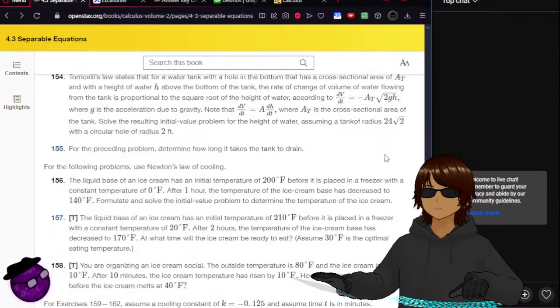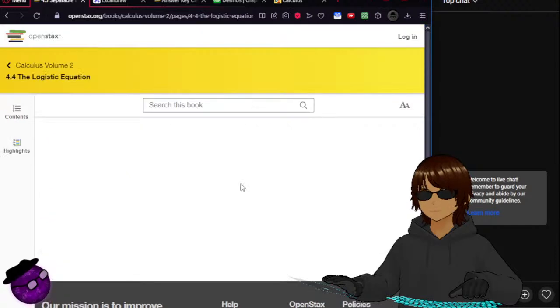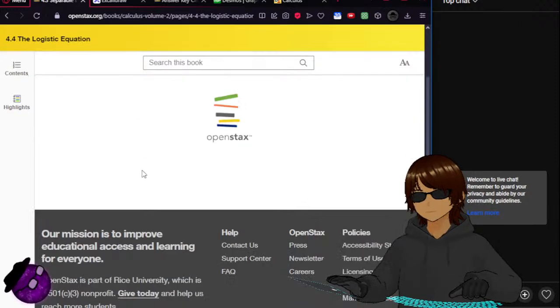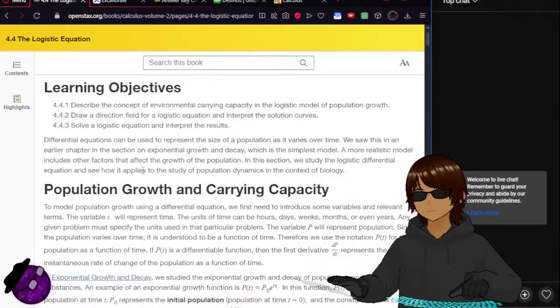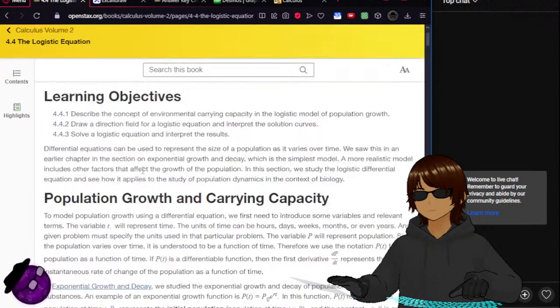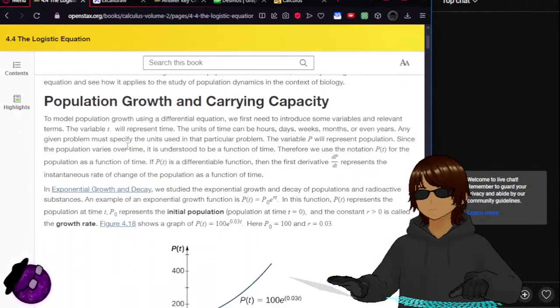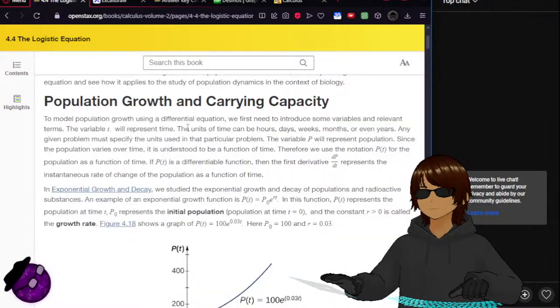Okay, let's do the next one. The logistic equation. I think I will do 4.5 as well.